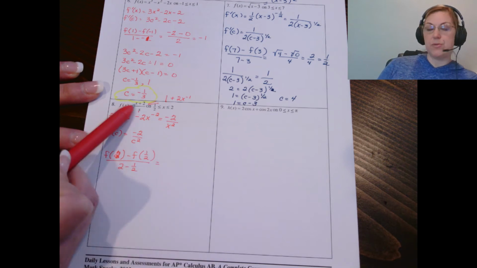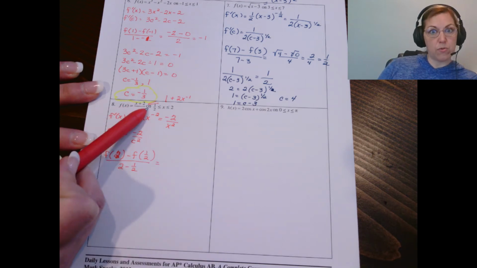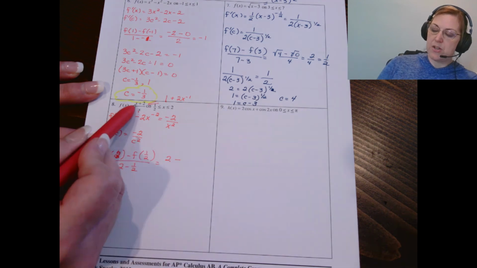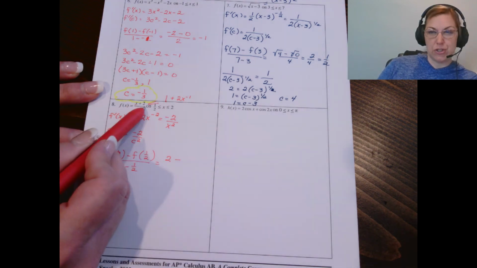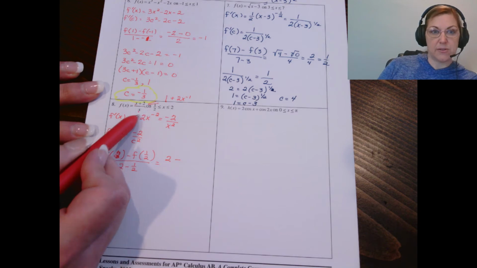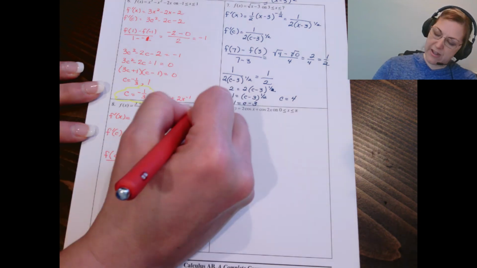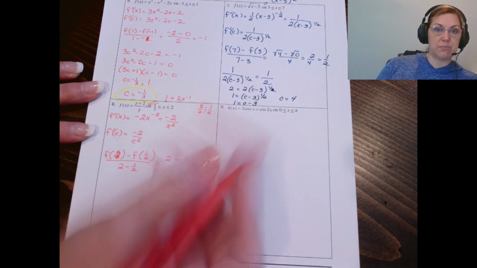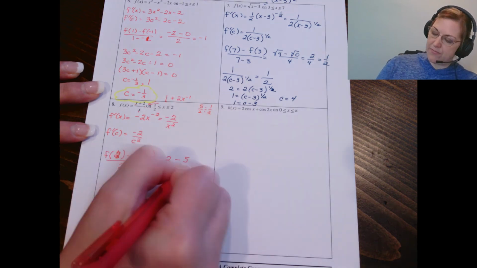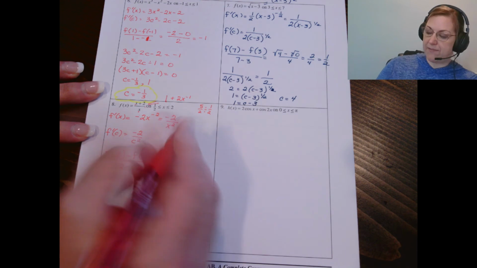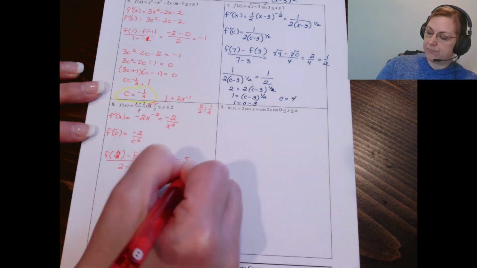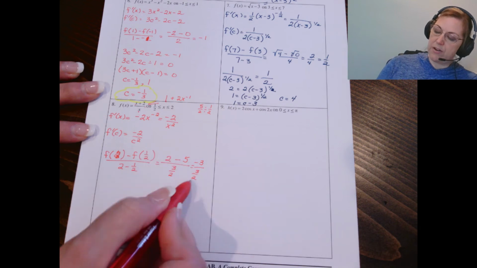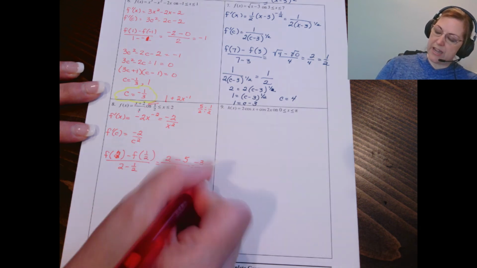So f of 2, 2 plus 2 is 4. 4 divided by 2 is 2, minus 1/2. So 1/2 plus 2 is 5/2, divided by 1/2. 5/2 divided by 1/2, flip that and multiply. That's going to give me 5. And then 2 minus 1/2 gives me 3/2. And again, flip and multiply here, you're going to get negative 2.